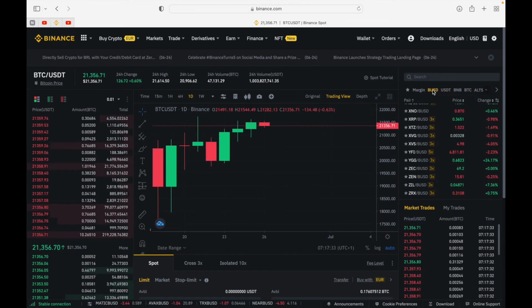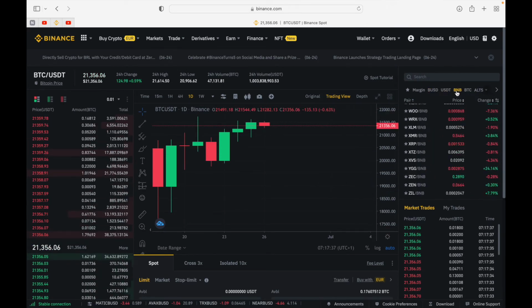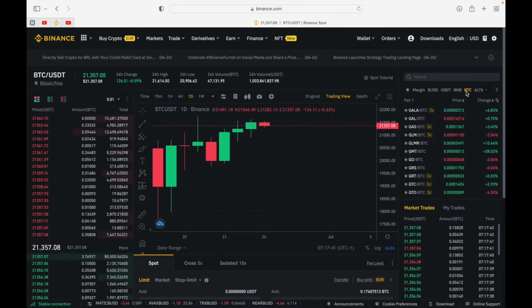If I click on BUSD, you can see all the coins that are paired with BUSD. If I look at BNB, the same thing happens. BTC, the same thing happens. So BUSD, USDT, BNB, BTC are quote coins paired with other cryptos on Binance Exchange.